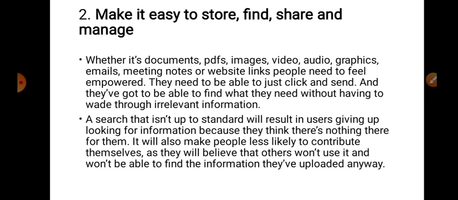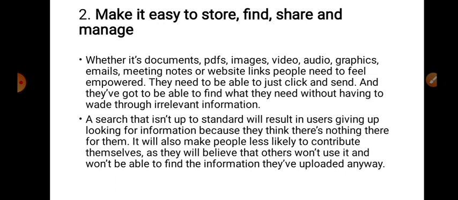So whether it's documents, PDFs, images, videos, audios, graphics, emails, meeting notes, or website links, people need to feel empowered. They need to be able to just click and send, and you have got to be able to find what they need without having to wade through irrelevant information. We have to save and find in such a manner that it does not waste our time. In such a manner we have to store and manage particular knowledge.